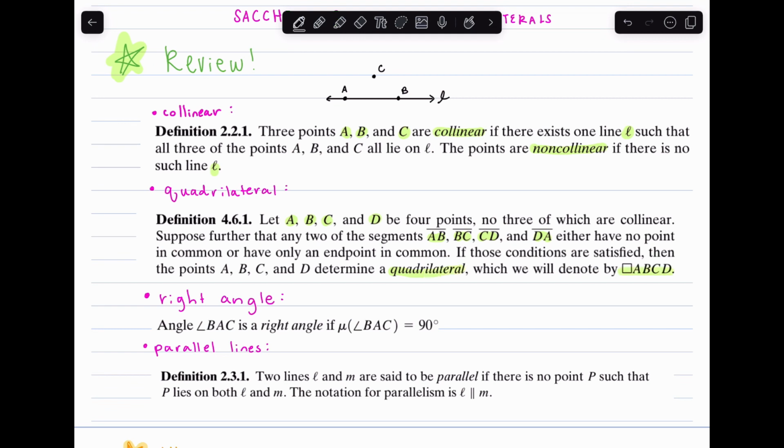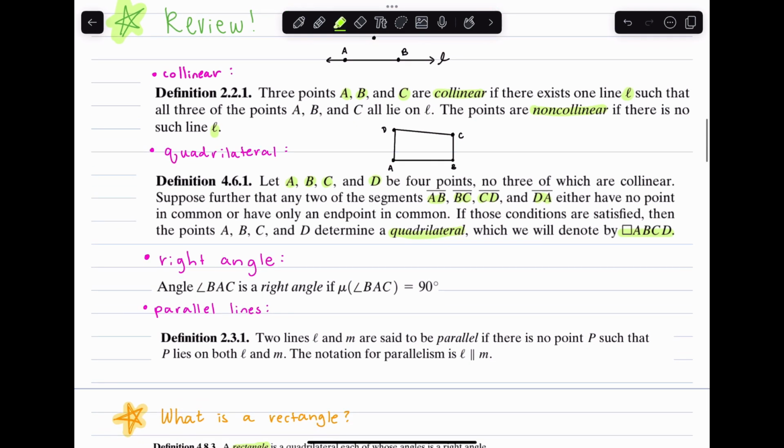Again, let's draw this out to make this more clear. So I'm going to draw the segment AB, and then BC, and then CD, and DA. And as you can see, this follows all the conditions listed, making this a quadrilateral.